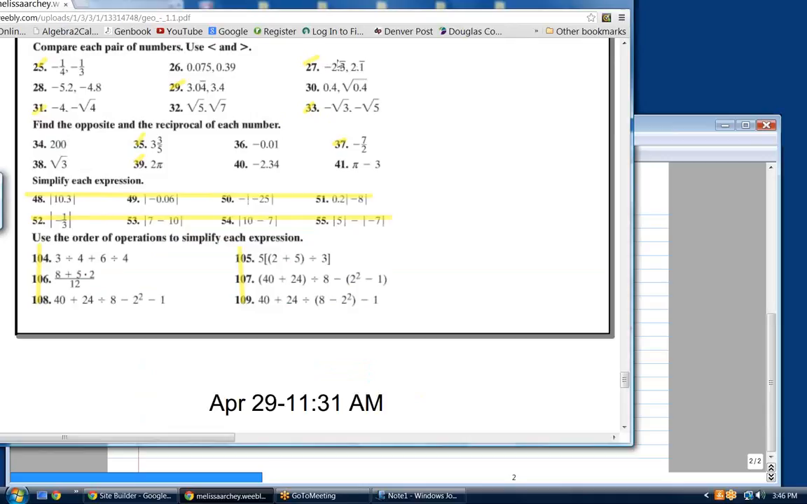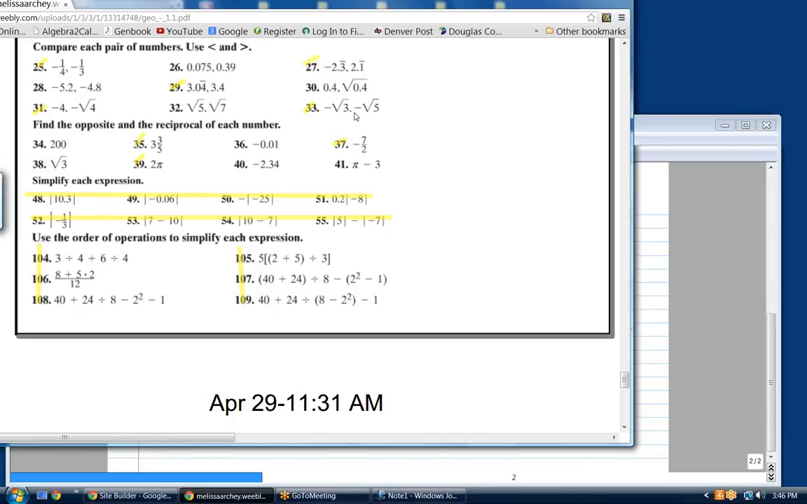I'm sure you have no problem with that one or that one. 31. Alright. What does 31 say? -4 to the square root of 4. It would be -4 is less than negative. Oh no. No, yeah, you're correct. You're correct. Yeah. How about 30? -4 is less than negative. How about 33?